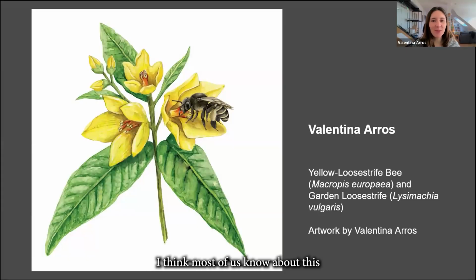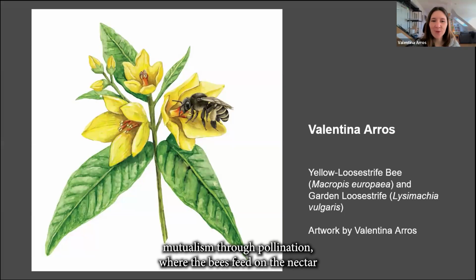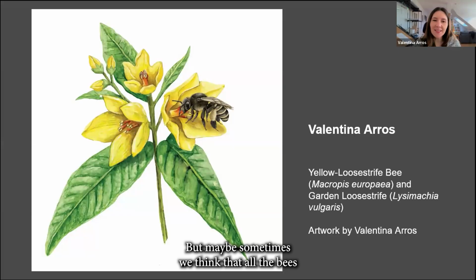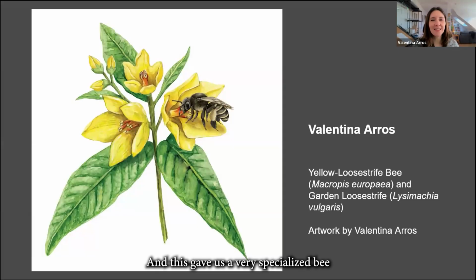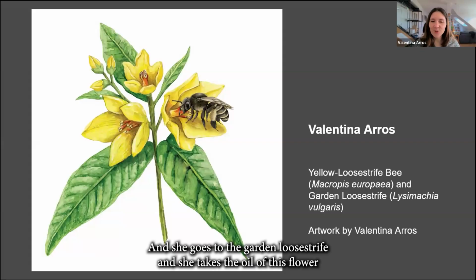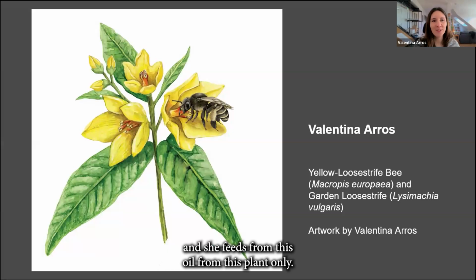I think most of us know about this mutualism through pollination, where the bee feeds on the nectar and pollen of the plant, and also the plant needs the bees for propagating. But maybe sometimes we think that all the bees can go to all the flowers and take all the possible nectar, but it's not like that. This case is a very specialized bee that only goes to a very specific flower, which is the yellow loosestrife bee. She goes to the garden loosestrife and takes the oil of this flower, and she feeds from this oil, from this plant only. That's why I thought it was interesting, because it's very, very specialized.